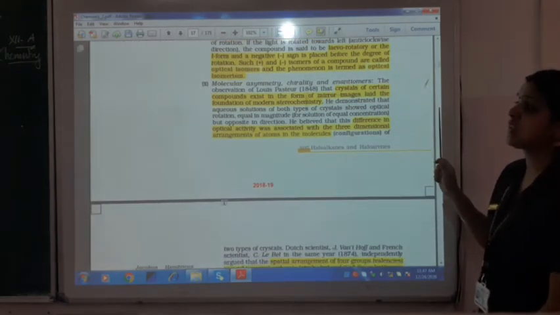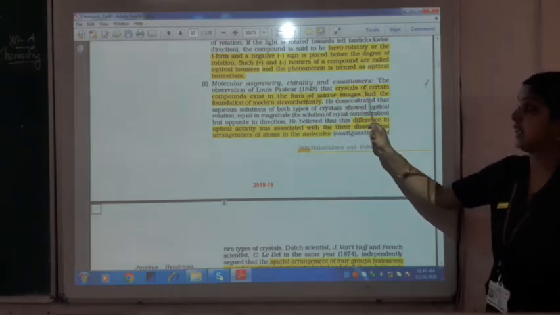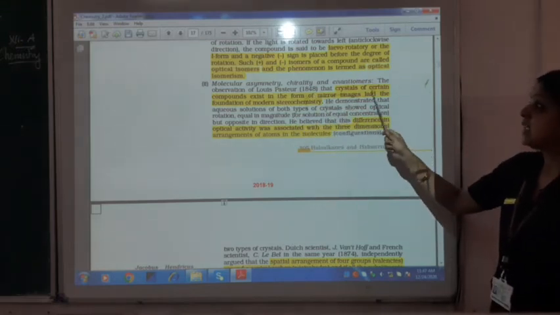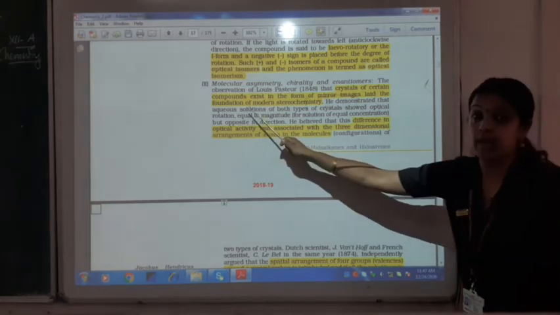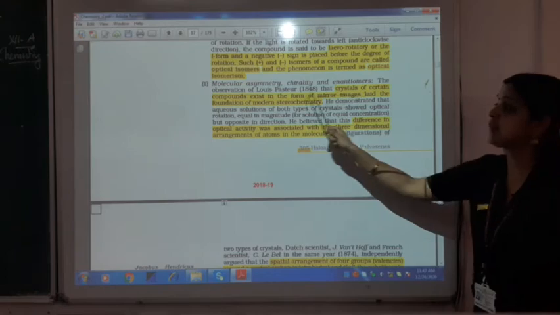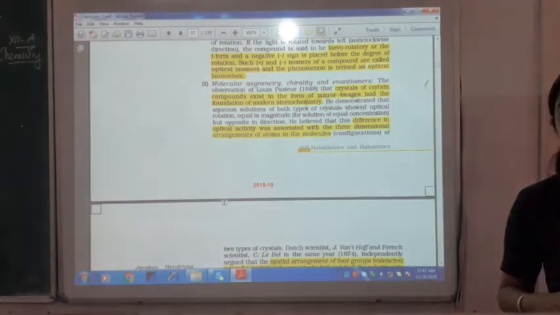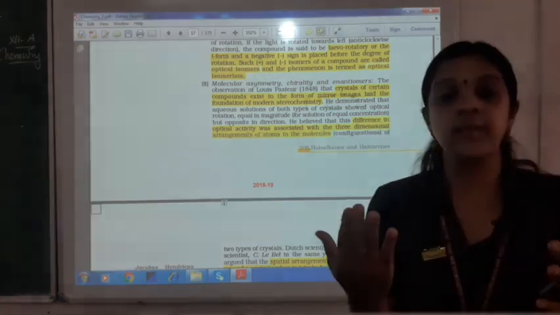Now let us see what molecular asymmetry, chirality and enantiomers are. Crystals of certain compounds exist in the form of mirror images, which laid the foundation of modern stereochemistry. What is a mirror image? I see myself in the mirror.